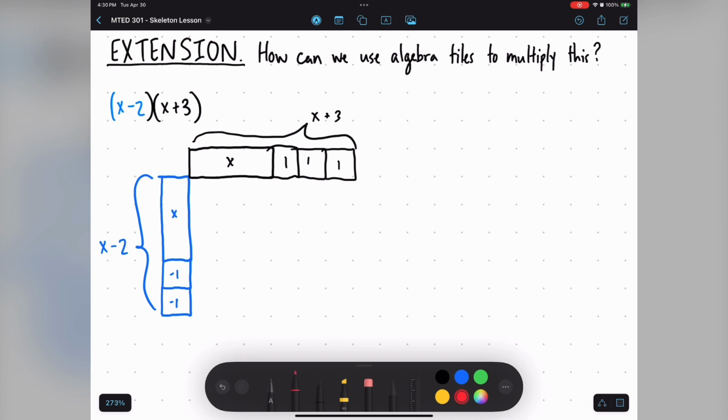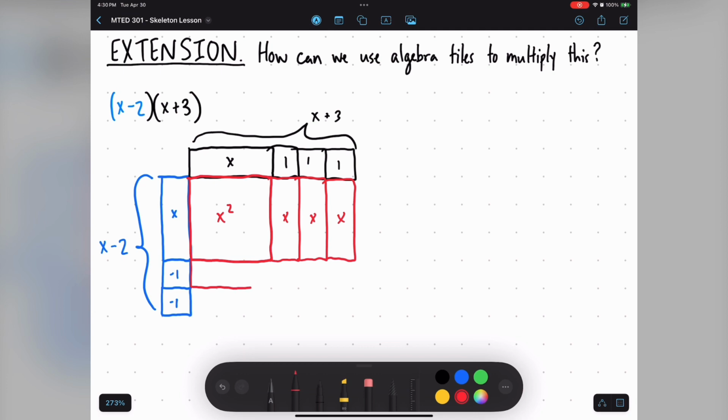So multiplication-wise, I'm still going to do what we've always been doing. So x times x, that area is going to be x squared. x times 1 is going to make x. x times 1 gives us x. x times 1 gives us x.